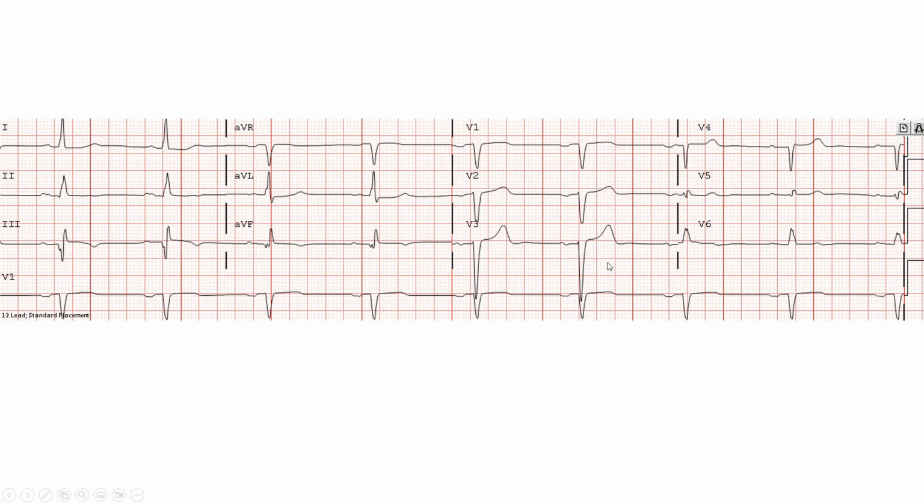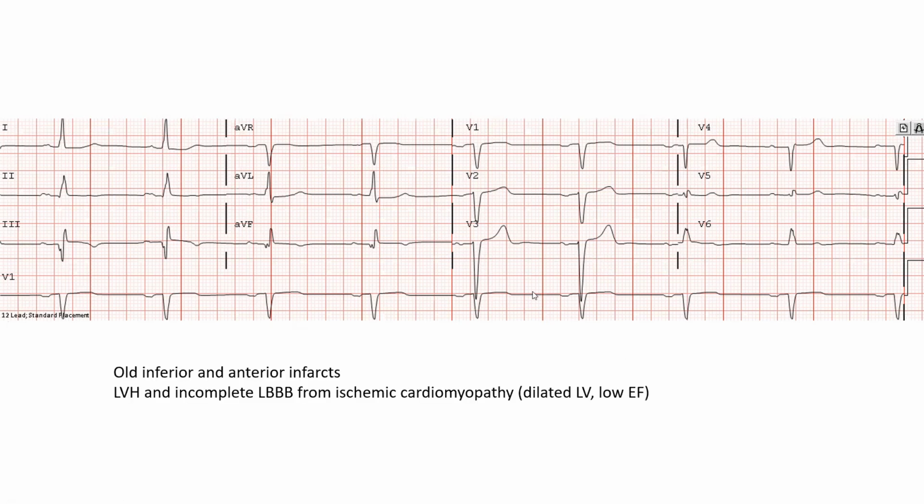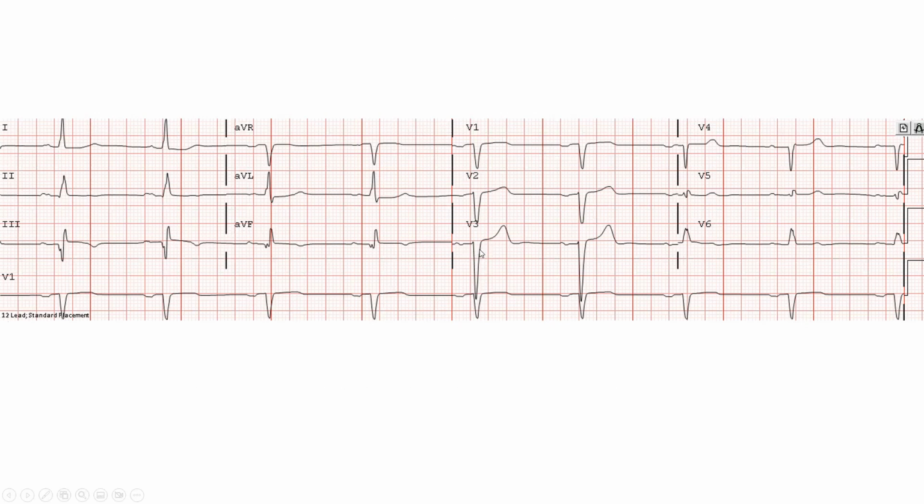You also have LVH voltage criteria. You have S in V3 plus R in aVL over 20 millimeters or 4 boxes in a woman. You also have a QRS widening. That QRS is approximately 110 to 120 milliseconds. Along with that, you have loss of Q in 1 and aVL, and that suggests incomplete left bundle branch block. You also have some notching of R in lead V6, again, in context suggestive of incomplete left bundle branch block.